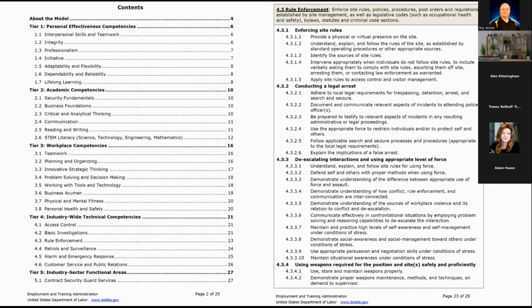On the left-hand side of your screen, you see part of the table of contents, and as you can see, it's broken up. There's an alignment between the model on the previous slide and tier 1. What does that look like? It's comprised of 7 parts: personal effectiveness, interpersonal skills and teamwork, integrity, professionalism, et cetera. And then you go to, as I said, tier 4, the industry-wide technical competencies.